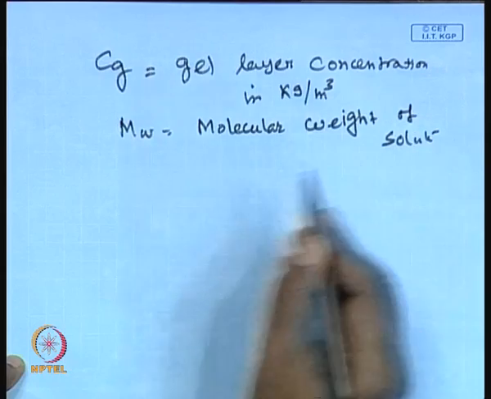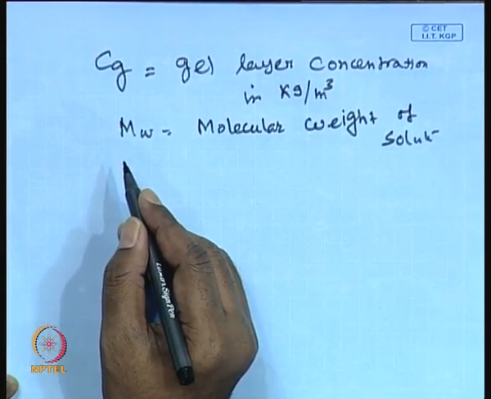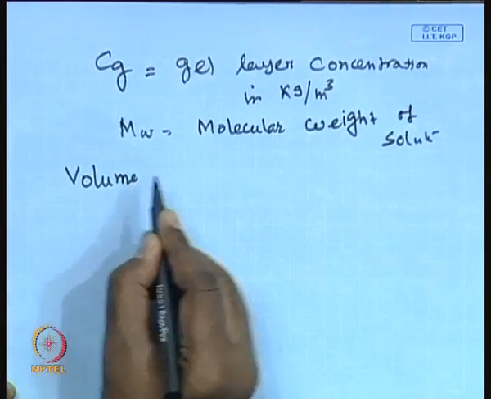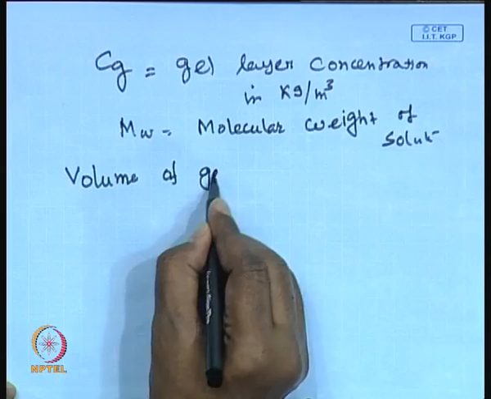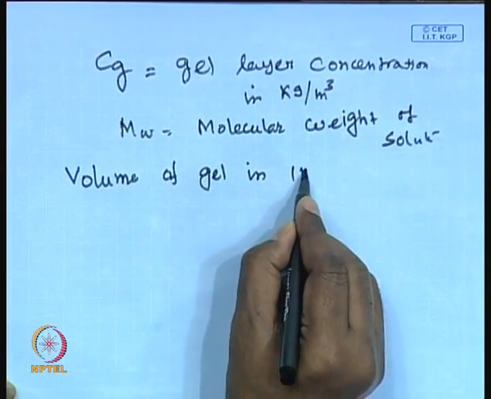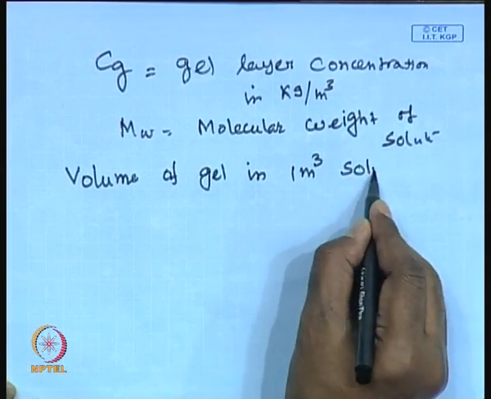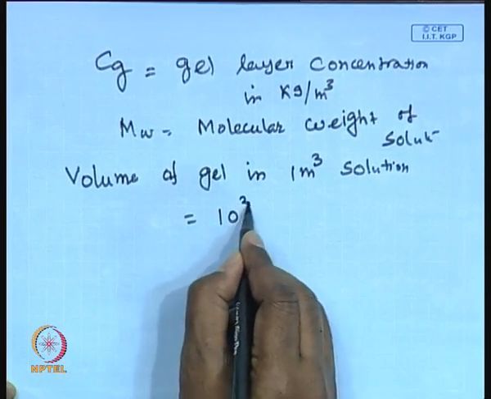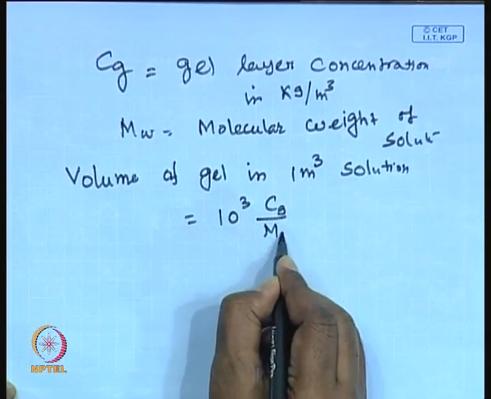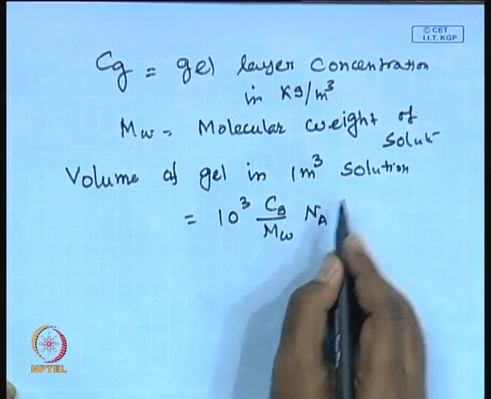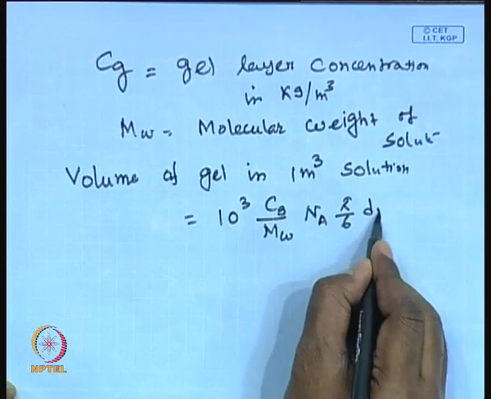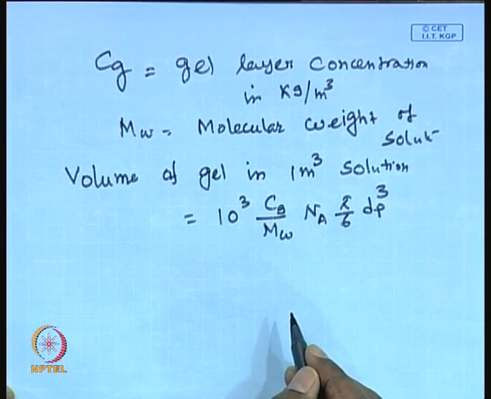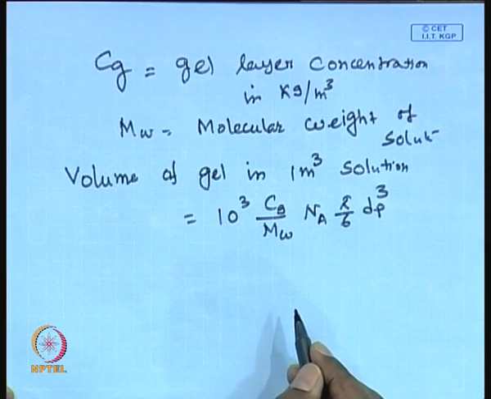Of solute. Okay. Then volume of gel in 1 meter cube solution is how much? Volume of gel in 1 meter cube solution is nothing but 10 cube Cg by Mw multiplied by Na pi by 6 dp cube. Okay. There is the volume of gel in 1 meter cube solution.